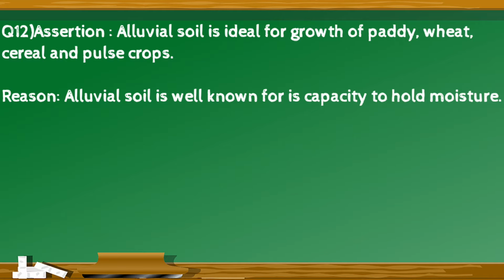Question 12. Assertion. Alluvial soil is ideal for the growth of paddy, wheat, cereal, and pulse crops. Reason. Alluvial soil is well known for its capacity to hold moisture.